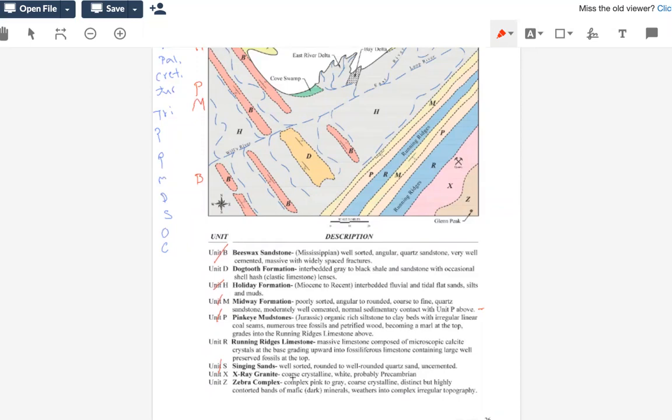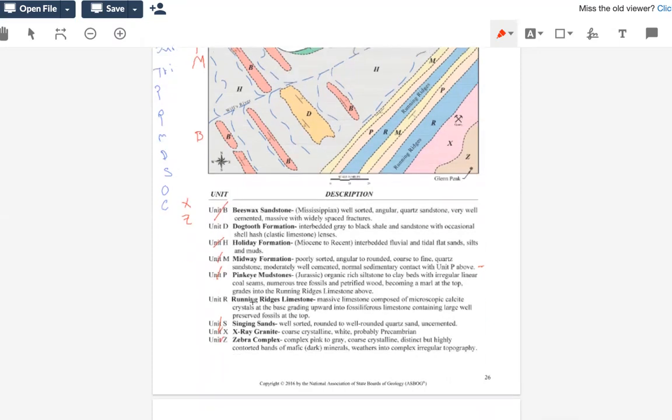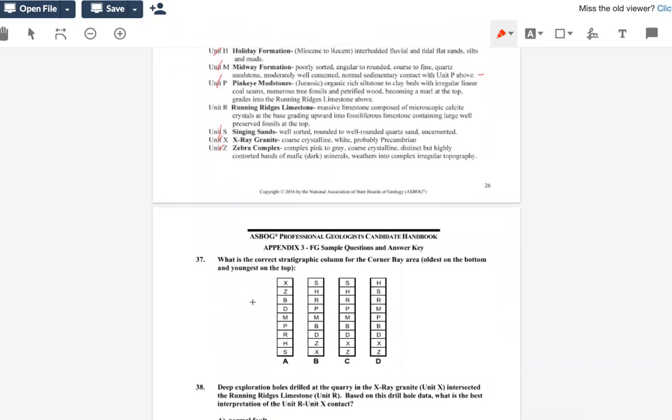And then X-ray granite, coarse crystalline white, probably Precambrian, zebra complex, weathers into complex. Okay, so in order for this type of regular topography to have occurred, Z must be older than X. So I'll just mark Z, X. And it leaves R and D. So I'm not going to waste time trying to put those anywhere. I'm going to see what our answer choices are.